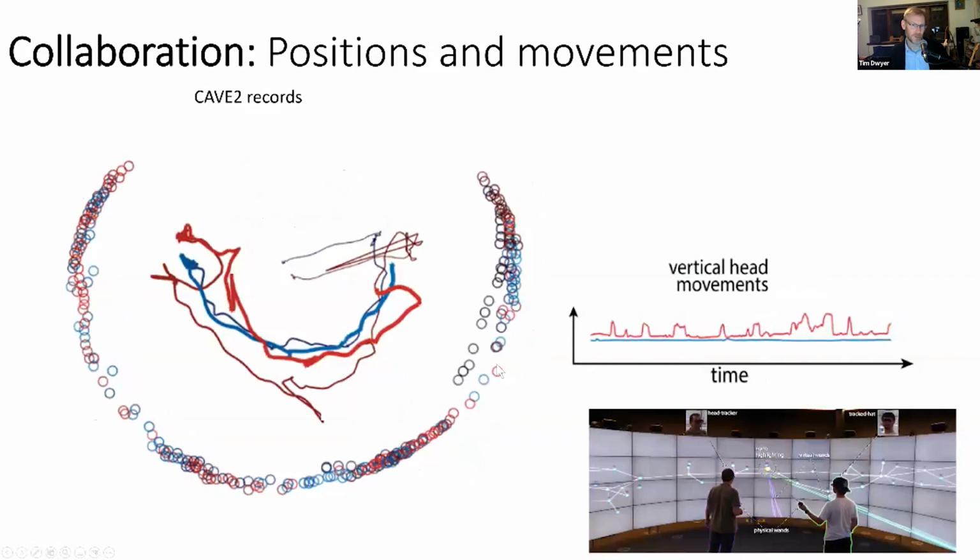But when you contrast that with the pair who were doing it in the Cave 2, we found that they moved together. One person had a lot of vertical head movement, and the other person had a very static vertical head position. The reason is actually kind of obvious. In the Cave 2, only one person has the correct perspective view of the visualization. You can get very fancy cave setups where you can multiplex the view and have shutter glasses so that both people can have the correct perspective view, even as they move around independently. But we didn't have that.